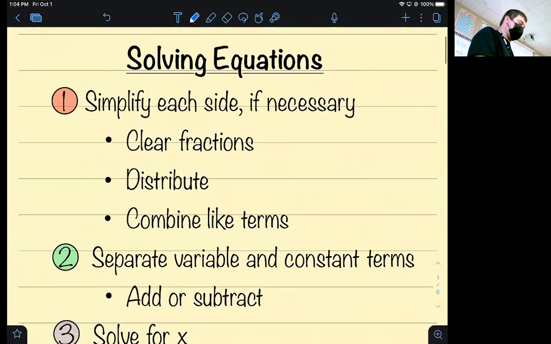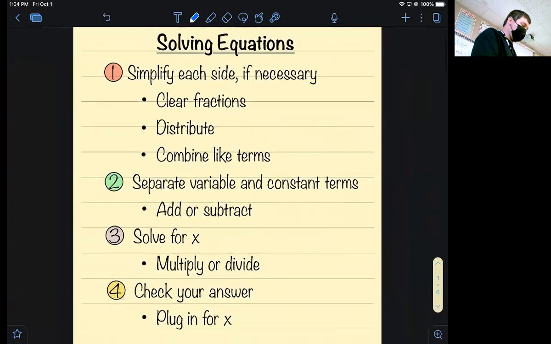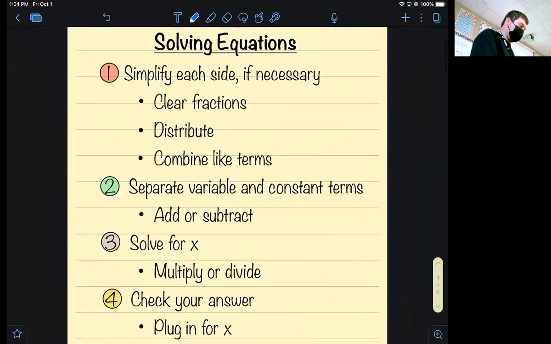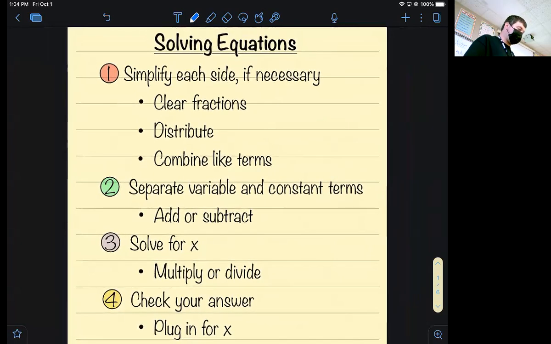Here are the 4 steps to solving equations, and I actually have put these same steps in all of your notes for this chapter. Step number 1, simplify each side if necessary. If there are fractions, we'll clear them. If there's parentheses, we'll get rid of them by distributing. And if there's like terms, we'll combine them. Those are things you won't see in today's homework because today's homework is titled Solving Simple Equations. And so you won't see any of those steps.